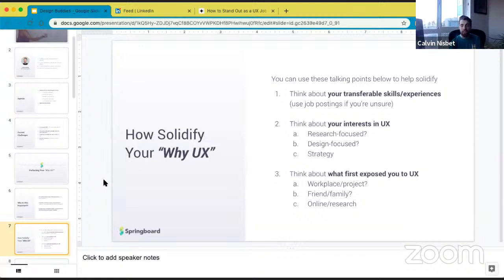The second thing to think about is whether your interests are specific in UX. Is it research focus that you're looking at? Are you more on the visual side? Do you have specific industries that you're interested in as well? Maybe you want to help nonprofit companies improve their UI or help them get their message out a little better. That can always help solidify the reason for getting in.